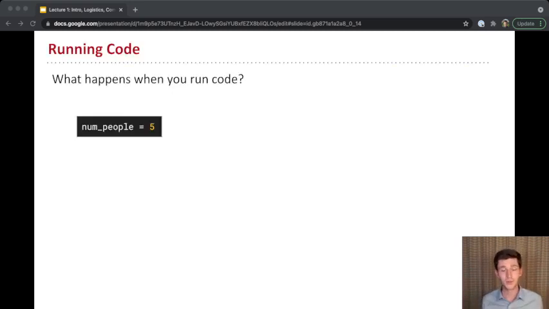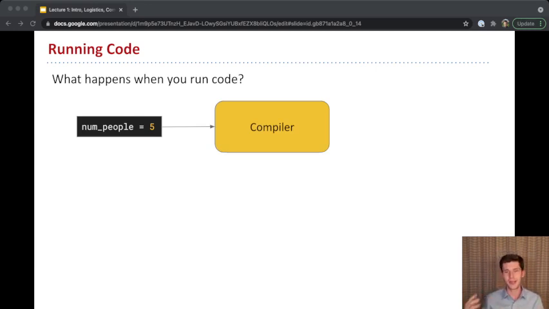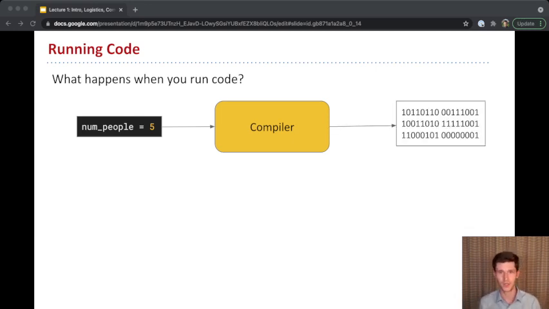So you're going to write some code that looks something like this. And this is num people equals 5. You don't need to worry yet about what that means. We're going to learn that in future lectures. But when you write some code and you actually want to run that code, we need to translate it into a language that the computer can understand. And so we start with num people equals 5, and by pressing the run button, you give it to a compiler that translates that code into actual bits or bytes.